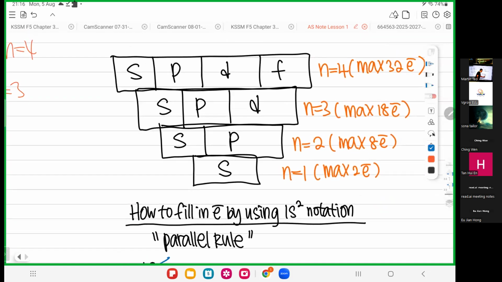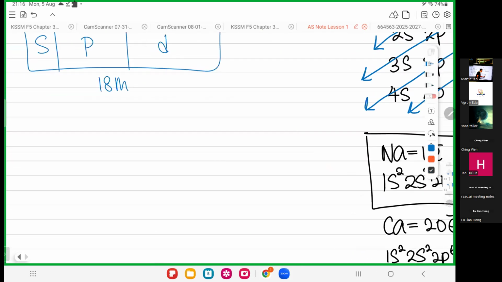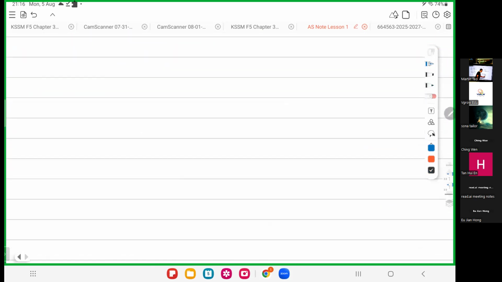So you will learn something called the parallel rule. So what is the parallel rule? This is super technical, so listen carefully. This parallel rule tells you the sequence, how to put in the guests into the hotel, because there must be a rule.